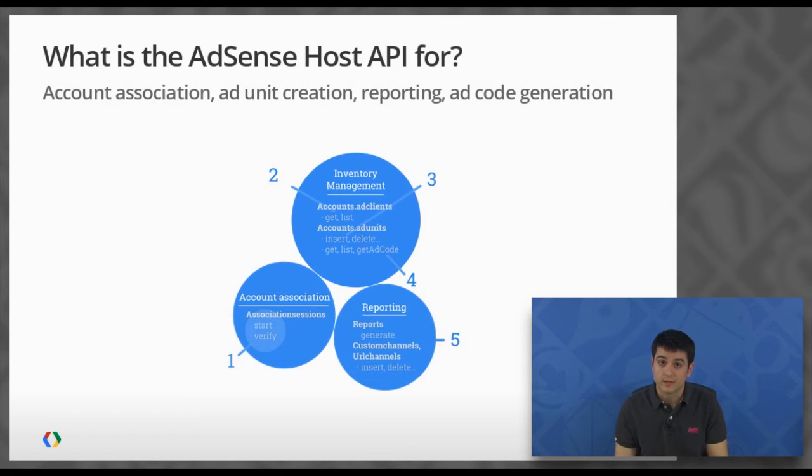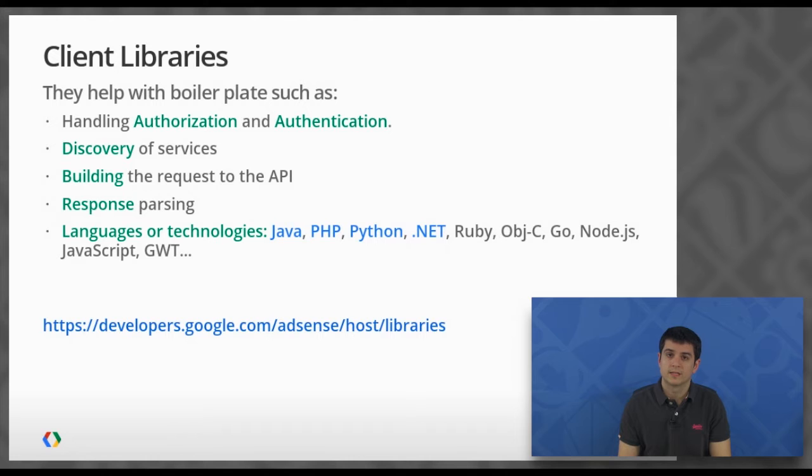So to help you develop this integration with the API, we offer a set of client libraries that simplify things like auth, the discovery of services, building the requests, parsing the JSON that comes back from the API, etc. Also, we have samples that show how to make the AdSense calls in Java, PHP, Python, and .NET.